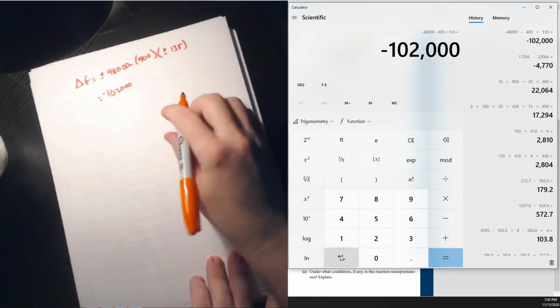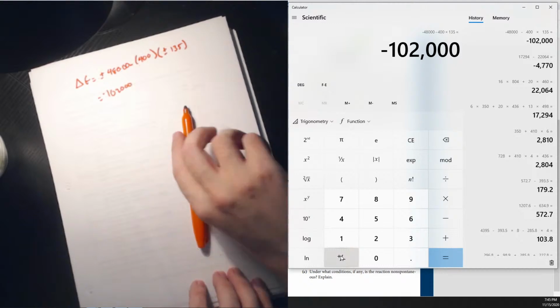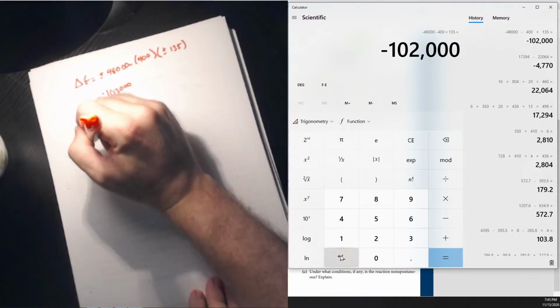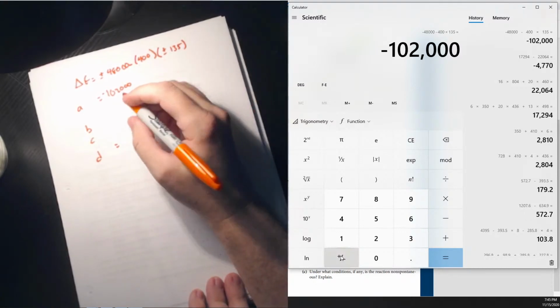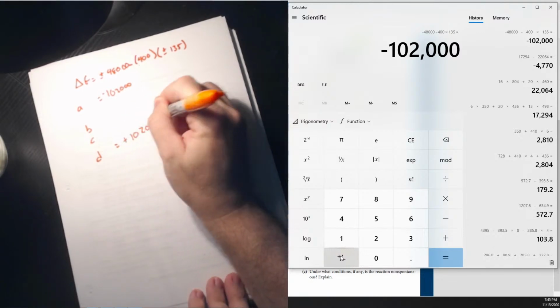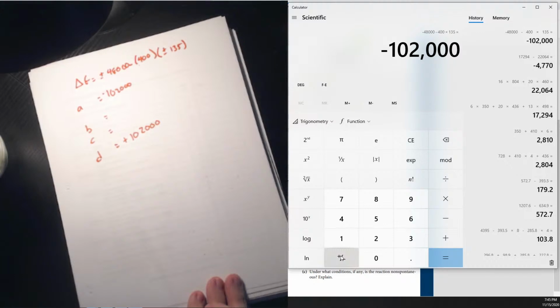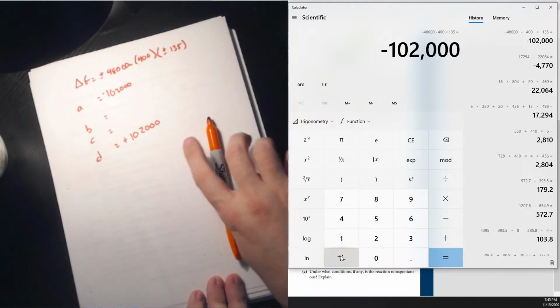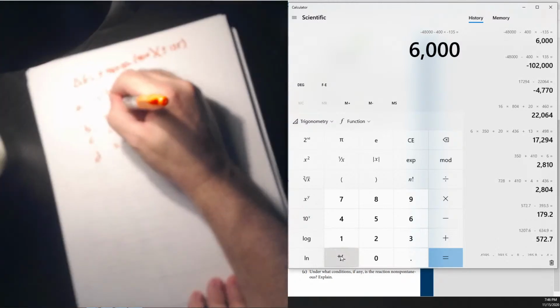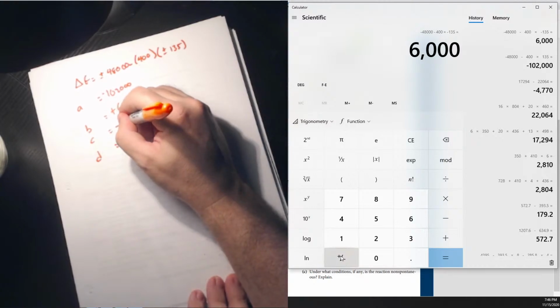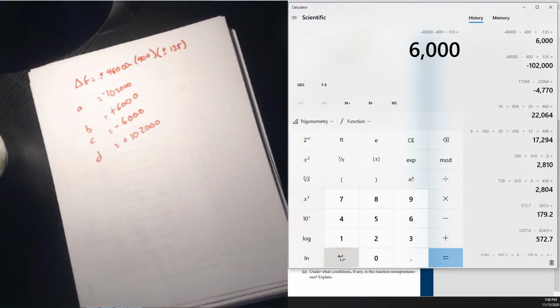Okay? So, that's with a negative delta H and a positive delta S, which means, so A, B, C, D, which means that D, which has the opposite signs, positive delta H and negative delta S, is going to be positive 102,000, and therefore is going to be non-spontaneous. B, delta H and delta S are both negative, so 48,000 minus 400 times 135 is positive 6,000, and therefore non-spontaneous. This one is negative 6,000, and therefore is spontaneous.